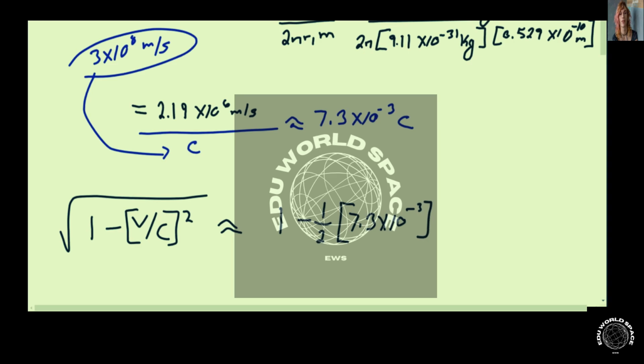And from this, we end up getting about 0.99635. Okay. And my 3 looks really terrible, so let me just fix that for everybody. There we go. And this is essentially 1. So the use of the non-relativistic formula is justified. So I'll write close to 1.